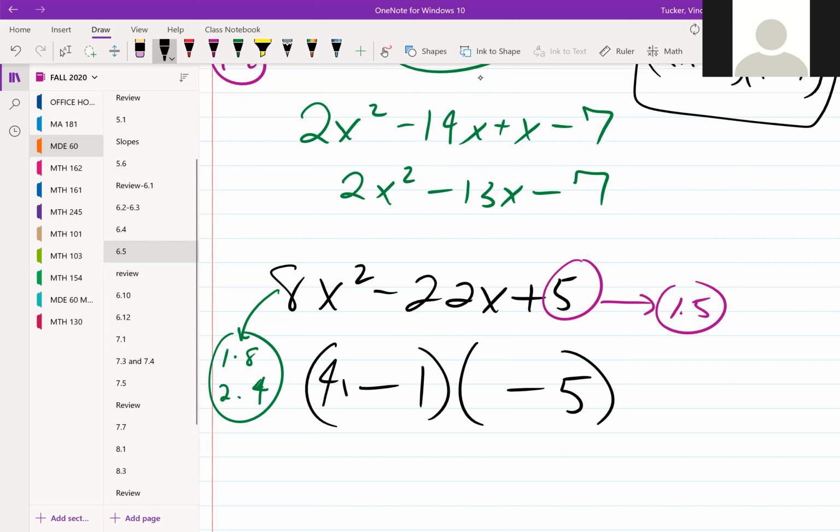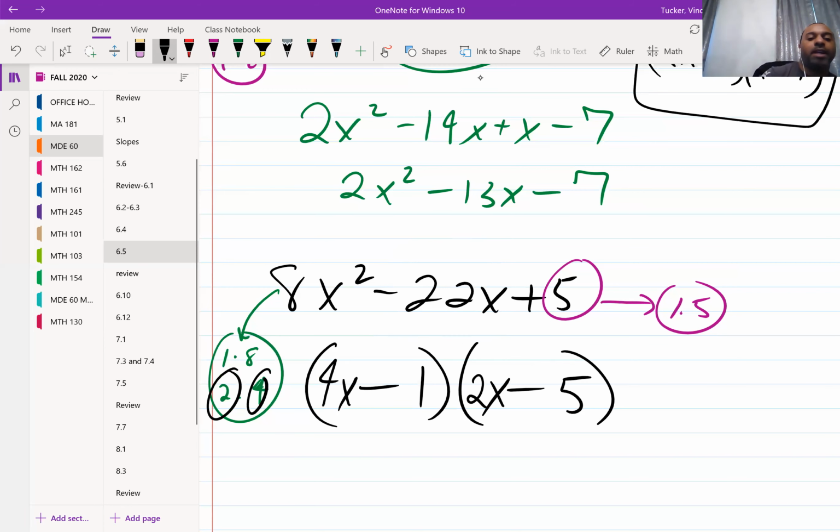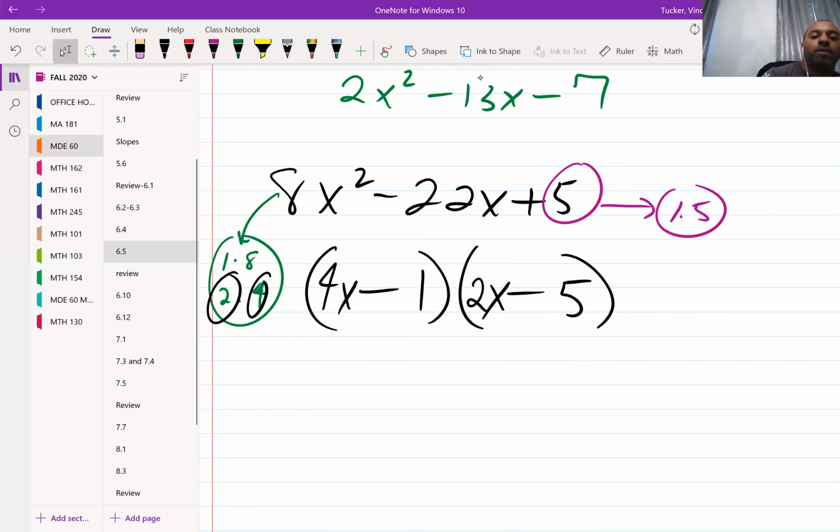So if I use the 4, that means I got to use a 2. I can't use 4 and 1, or 4 and 8. I got to use 4 times 2, which will give me my 8. So just reemphasizing that, these combinations go together. If you use the 8, you got to use a 1. If I use a 4, I got to use a 2. So just throwing that out there.